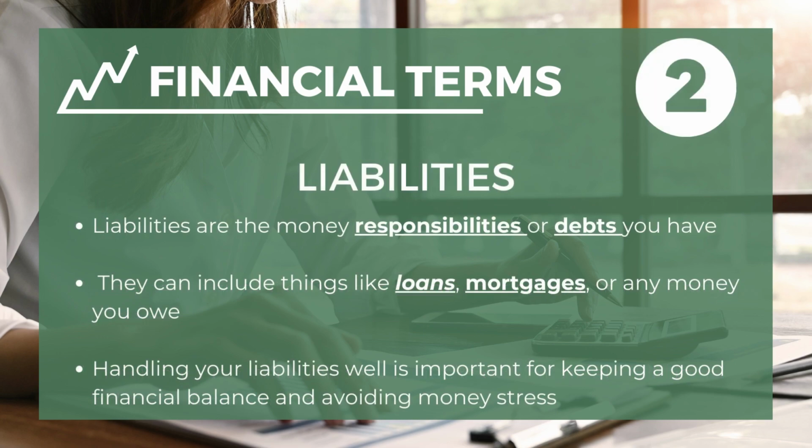The second term is liabilities. Liabilities are the money responsibilities or debts you have. They can include things like loans, mortgages, or any money you owe. Handling your liabilities well is important for keeping a good financial balance and avoiding money stress.